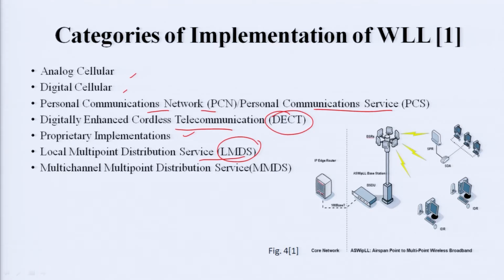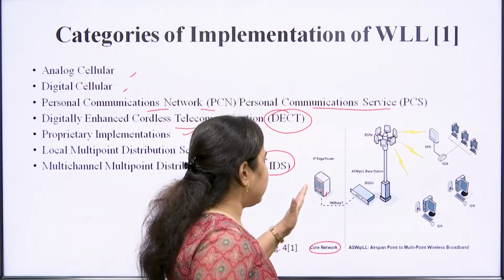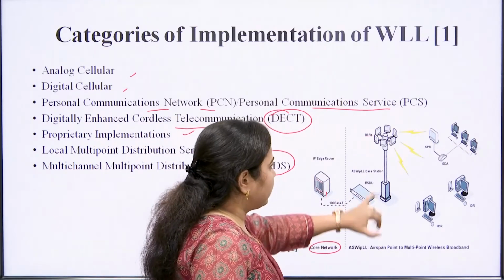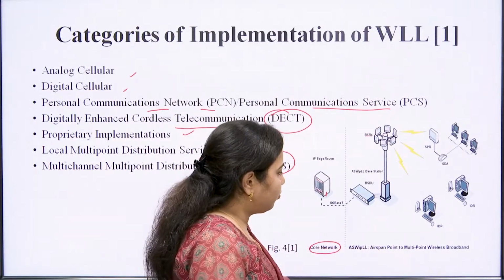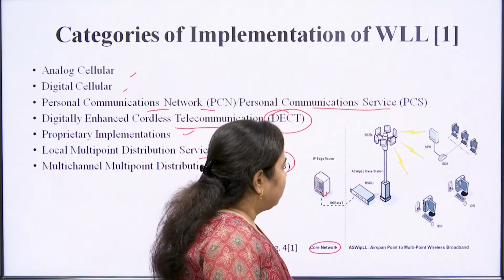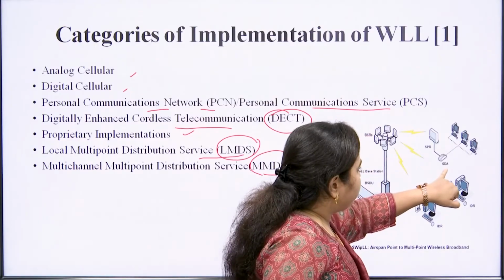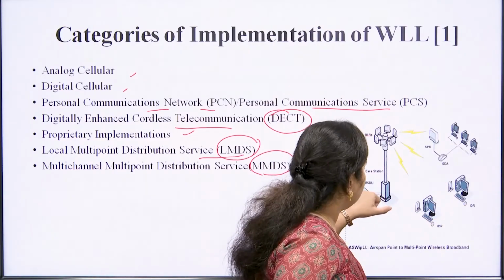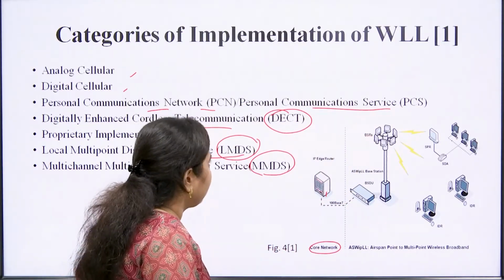Multi-channel multi-point distribution service, that is MMDS, is also associated with this implementation. Now, next is the core network. The core network basically has an IP edge router. This IP edge router has to be connected to different types of services that are provided, known as Airspan, point to multi-point wireless broadband. So, you can see a single antenna is going to deliver the data to this SPR, SDA, now this IDR, this one BSDU. So, this is how the data is transmitted over multiple areas.